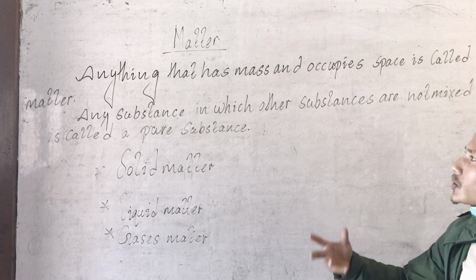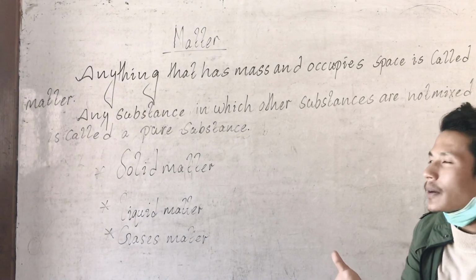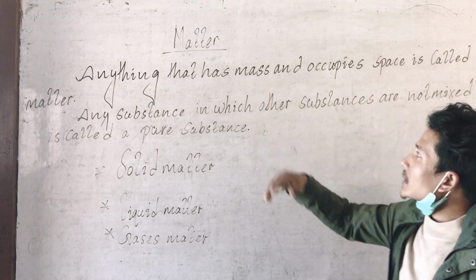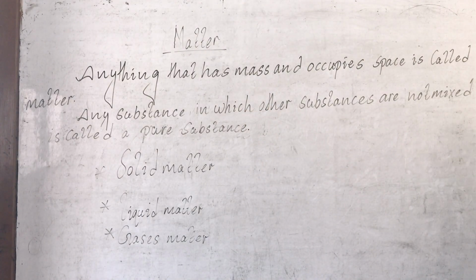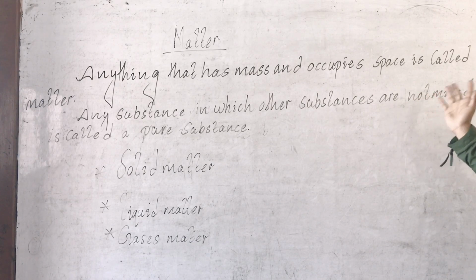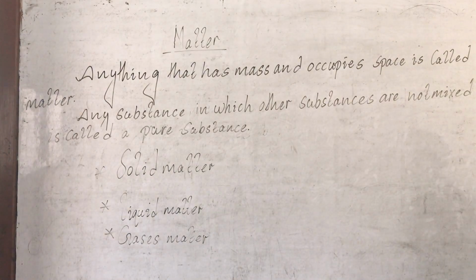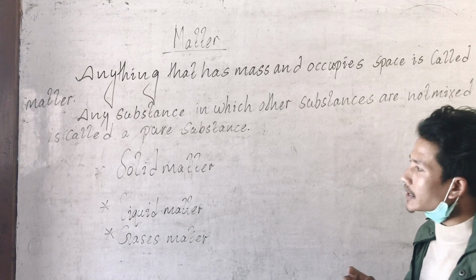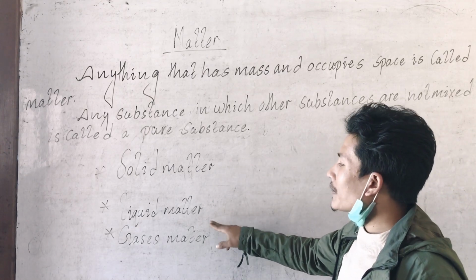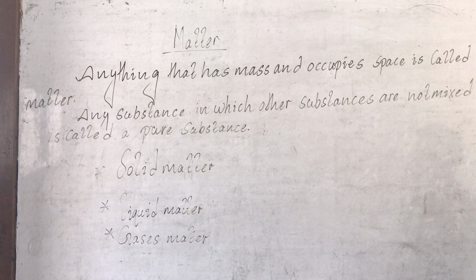So let me tell you about what is matter first of all, then I'll tell you about its types and something else. Okay, so anything that has mass and occupies space is called matter. Anything, okay? We can take our whiteboard, we can take a book, we can take this whole house, we can take that wall also. So everything is matter, but in a different state. Some are in solid state, some are in liquid state, some are in gas state, okay?